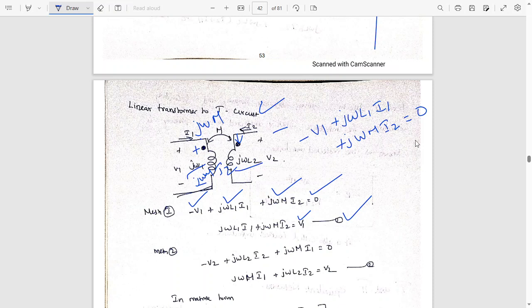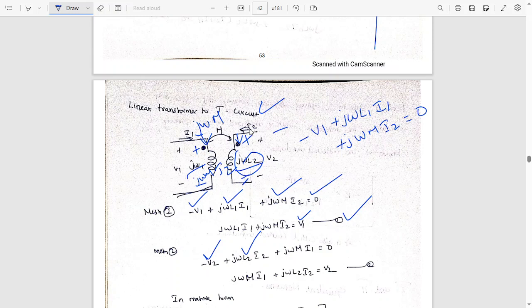Apply KVL at mesh 2. While applying KVL at mesh 2, I2 is in the anti-clockwise direction. So we have minus V2, plus j omega L2 I2, which is self-induced voltage. I2 is the current flowing through this inductor, so we can directly multiply the current and the impedance j omega L2. And then there will be a mutually induced voltage due to the current I1 flowing through this. Current I1 is entering the dot, so generator voltage positive will be here and negative will be at the undotted terminal.